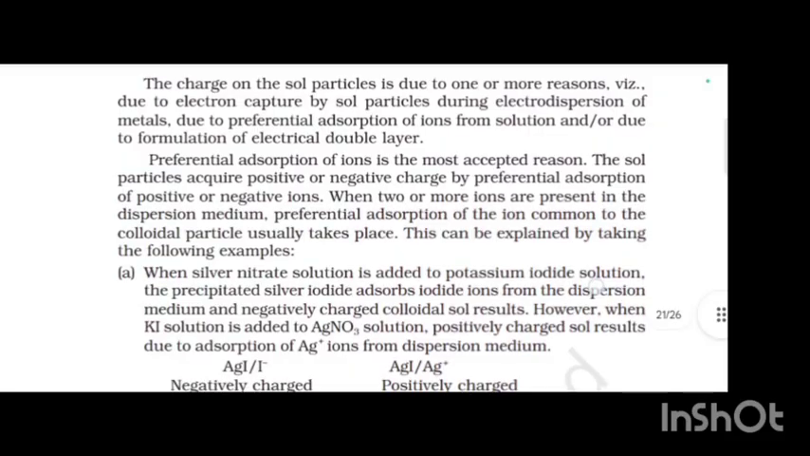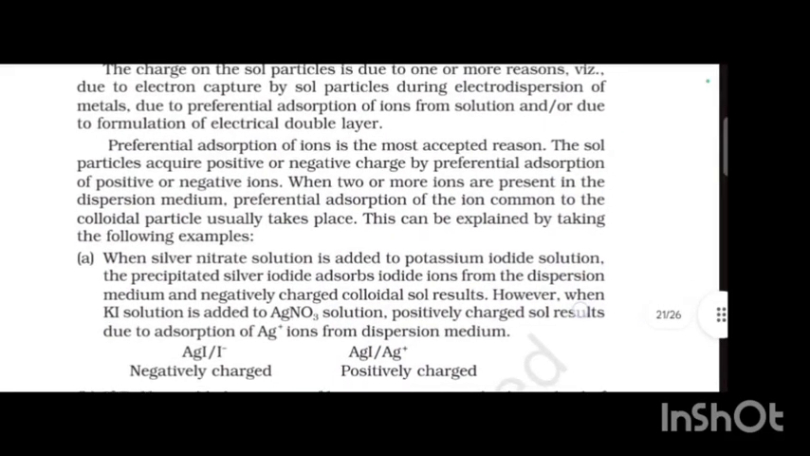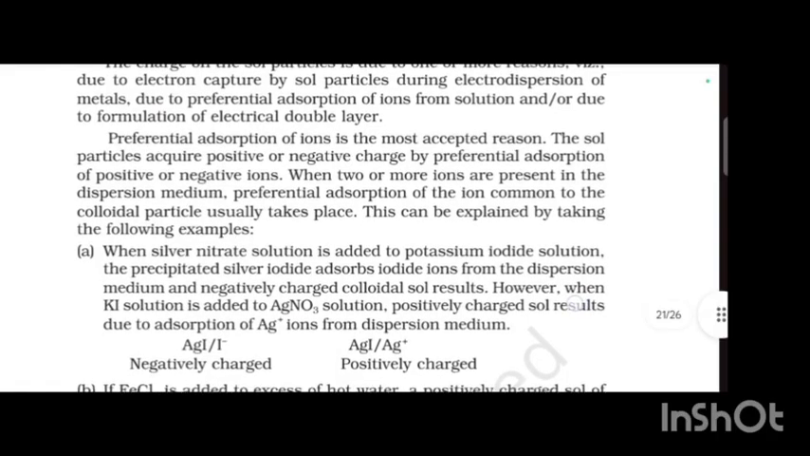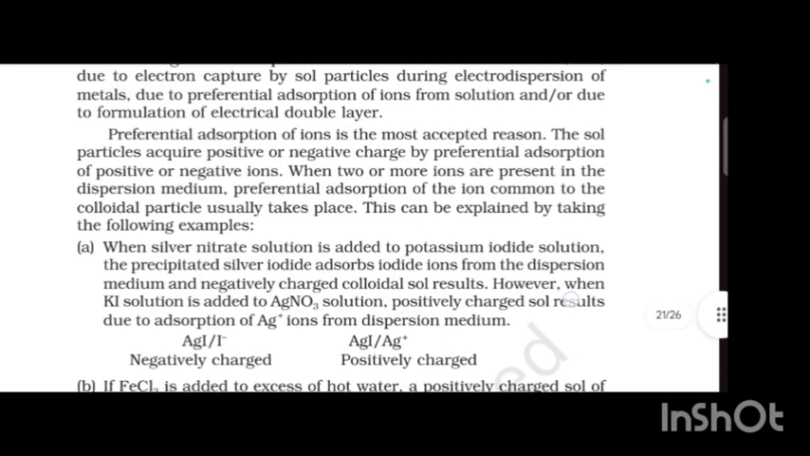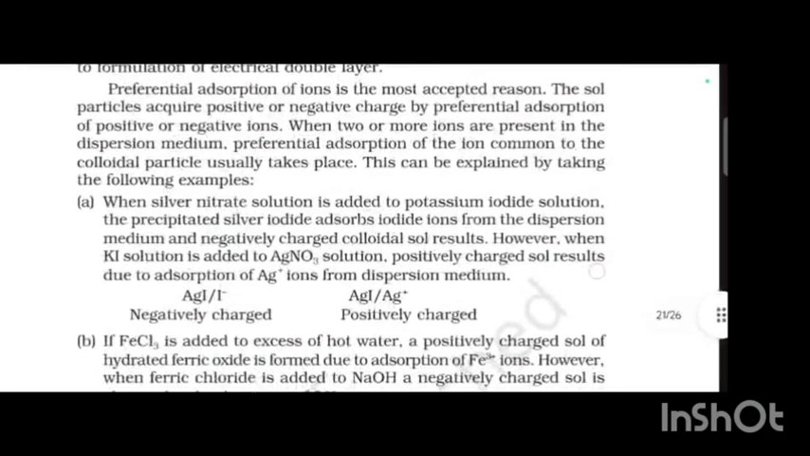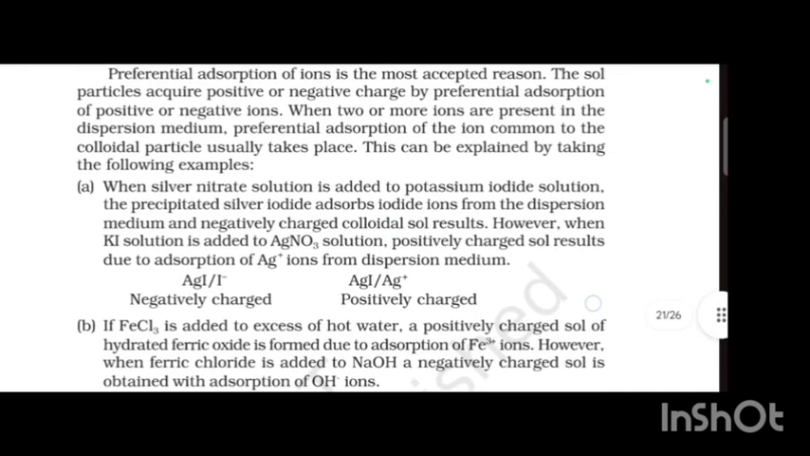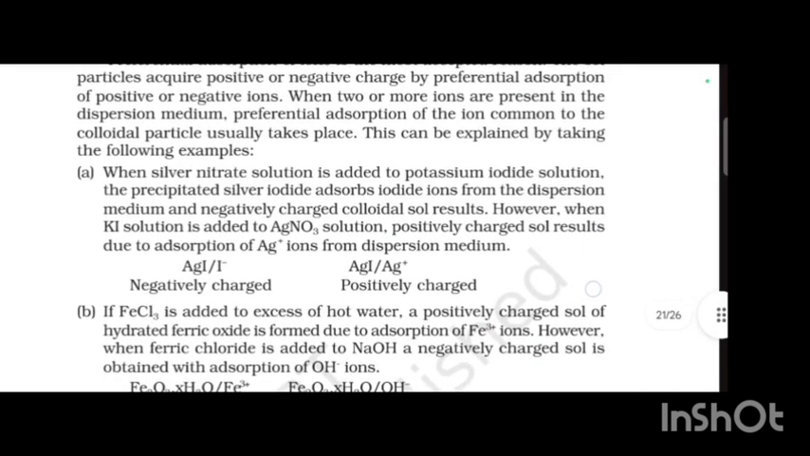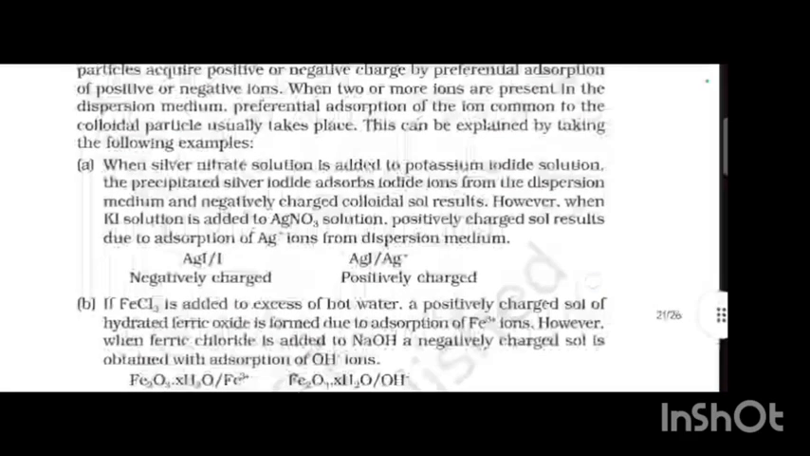The charge on the sol particles is due to one or more of these reasons: electron capture by the sol particles during electrodispersion of metals, preferential adsorption of ions from solution, and/or formation of an electrical double layer. Preferential adsorption of ions is the most accepted reason. The sol particles acquire positive or negative charge by preferential adsorption of positive or negative ions.